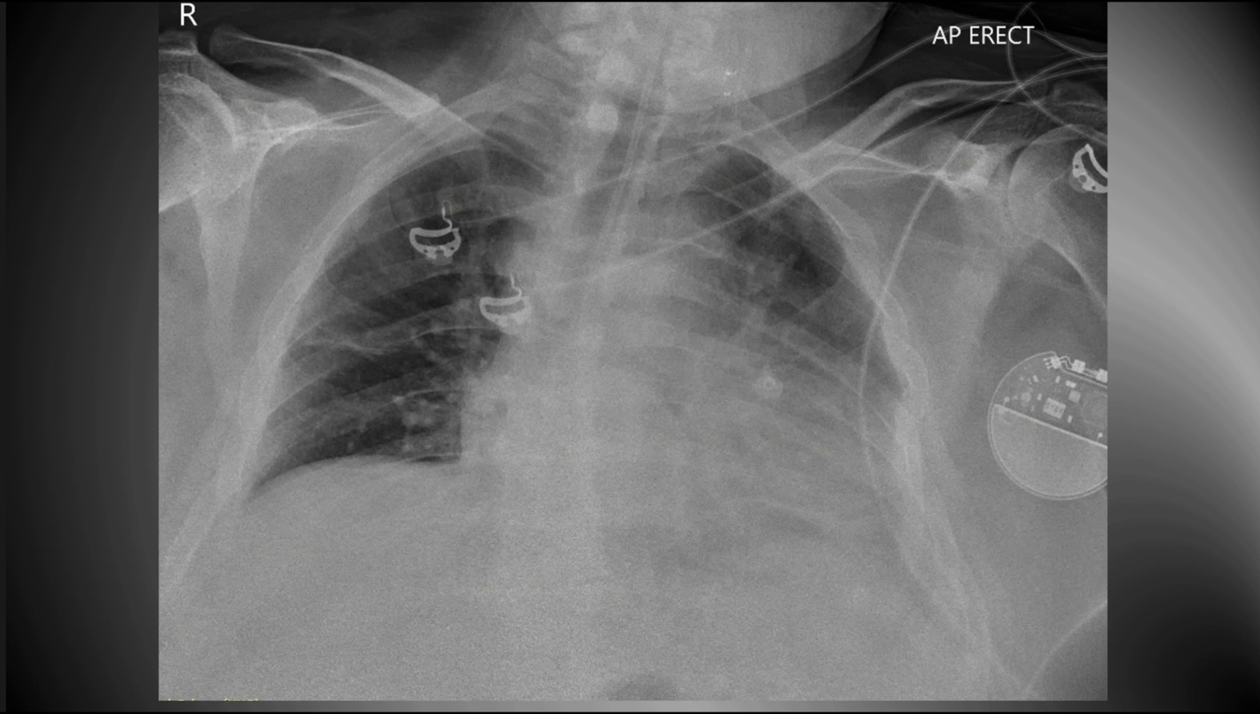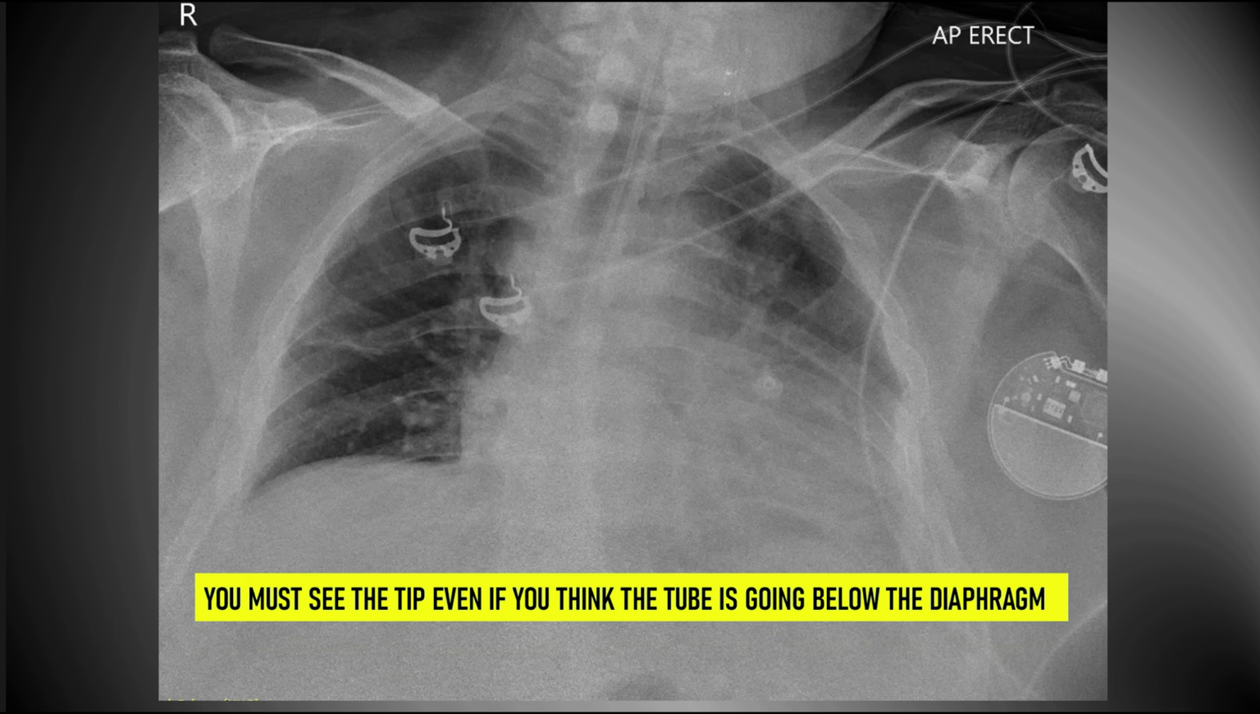The radiographer in this case was called to do a chest X-ray on this patient who has just had a nasogastric tube inserted. Can you see the tip? You must see the tip even if you think that the tube is going below the diaphragm. So a second X-ray was taken. The patient was re-imaged, just capturing the subdiaphragmatic area, and there you can see the tip in the stomach.